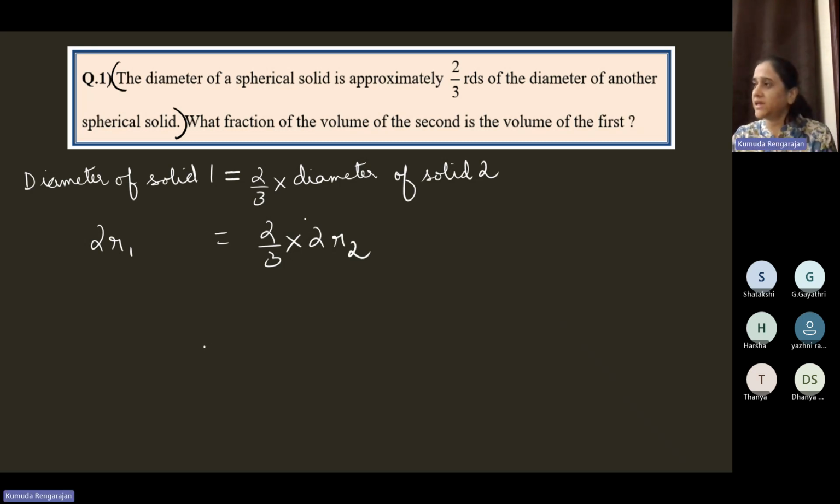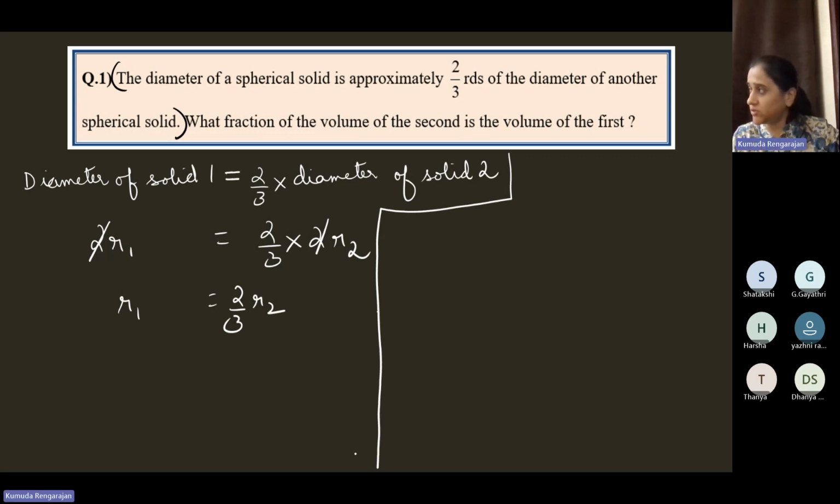R1 is the radius of solid 1, R2 is the radius of solid 2. So diameter is 2R1 and 2R2 respectively. Correct? So you can cancel 2 on either side. Or you can just leave it like that also. So we have R1 is equal to 2/3 of R2. Stop there. We have one radius in terms of the other.